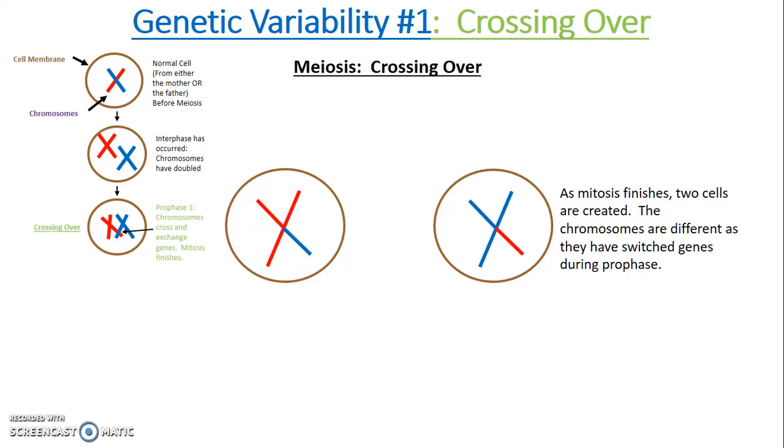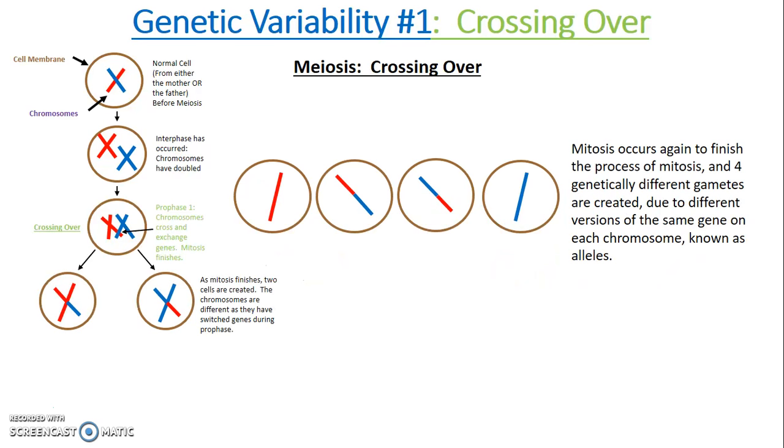So they've crossed over, they've touched, they've exchanged genes. Meiosis is going to continue. So here the first division has finished and it has created two new cells. And we can see that those cells have chromosomes, but they're not exactly the same anymore. And so then division is going to happen again. Each of those two cells is going to split into two new cells, and we get a total of 4 cells called gametes that are all different.